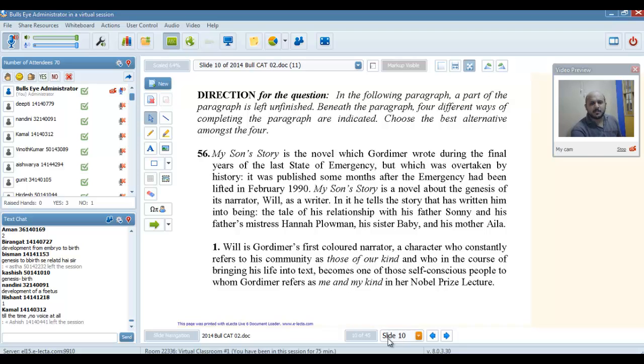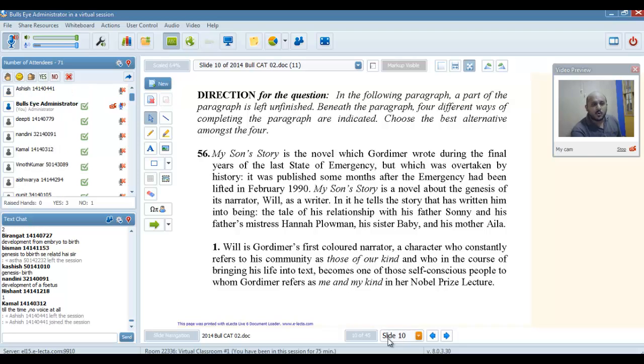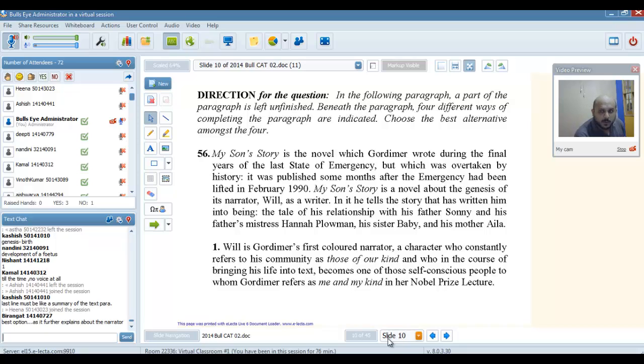Now I shift to option number 1. Will is Gordimer's first colored narrator, a character who constantly refers to his community as those of our kind, and who in the course of bringing his life into text becomes one of those self-conscious people to whom Gordimer refers as me and my kind in a Nobel Prize lecture. So effectively I cut the crap in option 1, and what is it that I'm left with? Option number 1 tells me some of the properties of Will. What kind of a character is he? What does he do? What does he talk about in the book?